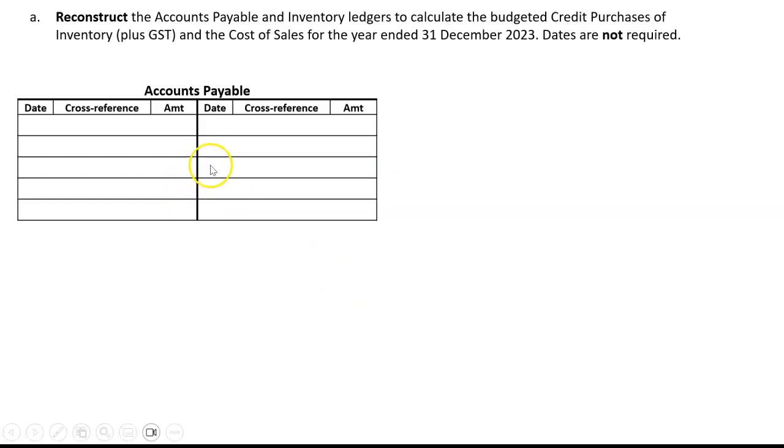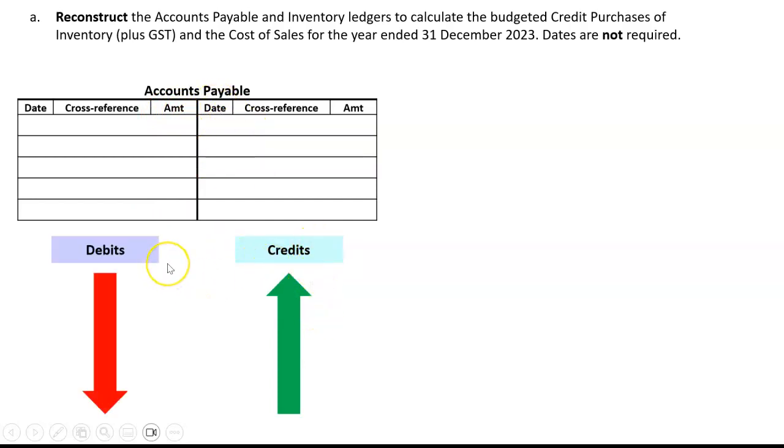You just need to remember when we did our maps or our little cue cards, we need to know everything that could go in accounts payable. The first thing is it's a liability account, so it would go up on the credit side, and then it would go down on the debit side. When we're doing account reconstruction, we need to remember everything that could go in this ledger. So the opening balance will always be on the credit side.